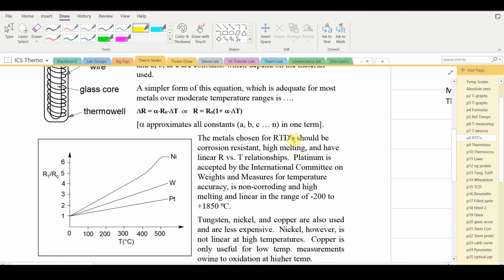Metals chosen for RTDs should have corrosion resistance, they should be high melting, and have a linear R versus T relationship. And I've sketched a few here in this picture. Platinum is accepted as the standard by the International Committee on Weights and Measures for temperature accuracy. It is non-corroding, it's high melting, and has a linear range from -200 up to 1850 degrees Celsius. As you start to think about that and compare it to the familiar glass thermometer, you can appreciate why these types of temperature measuring devices are important in industries where very high and very low temperatures need to be measured.